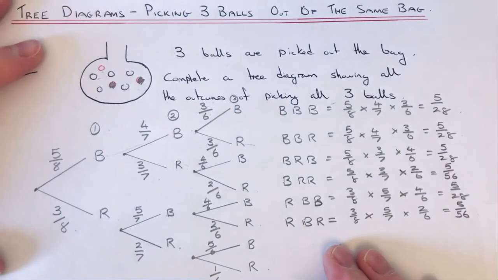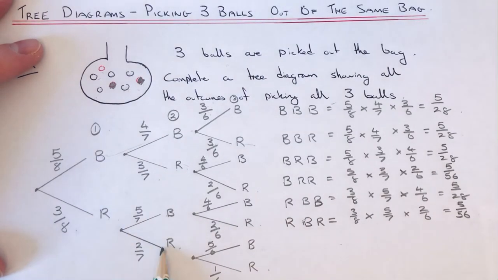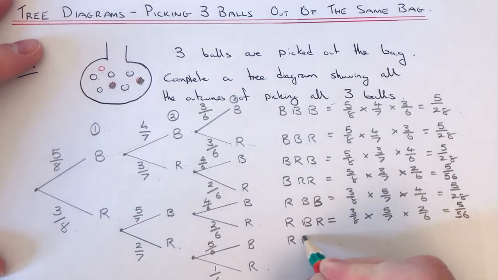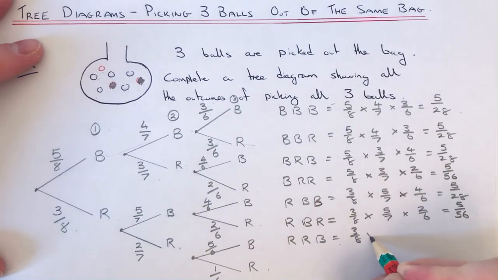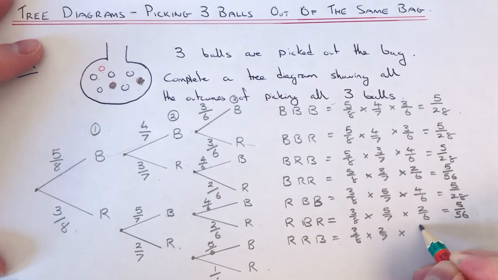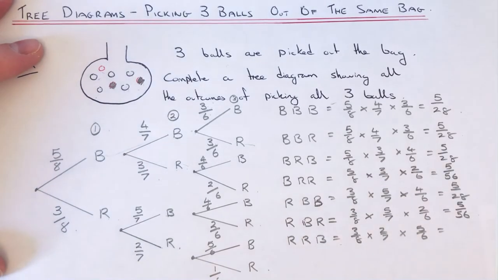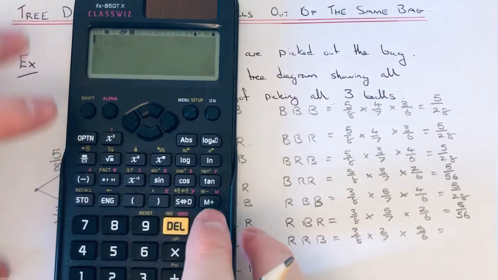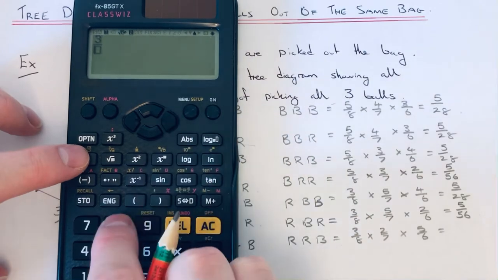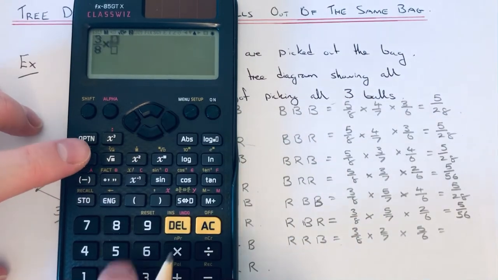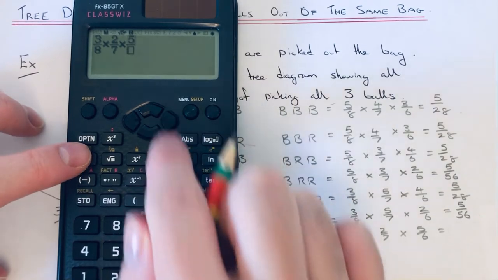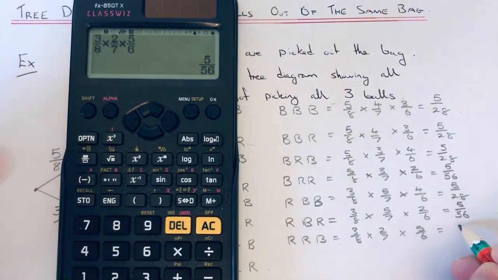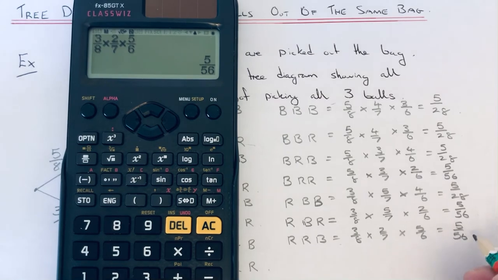So we've just got our final two to do now. So our next one will be red, red, black. So that would be 3 eighths times 2 sevenths times 5 sixths. So we've got 3 eighths times 2 sevenths times 5 sixths. That gives us the same, 5 fifty-sixths.